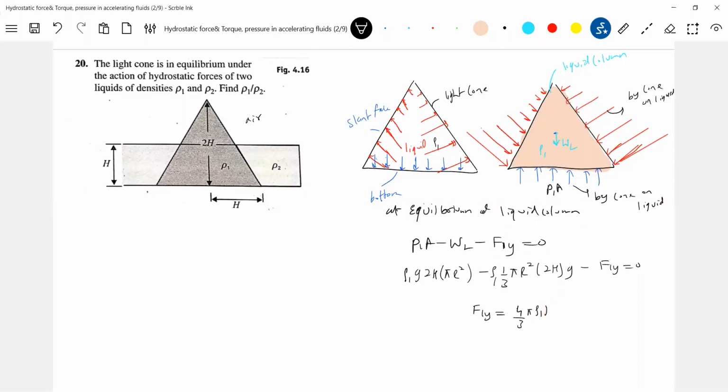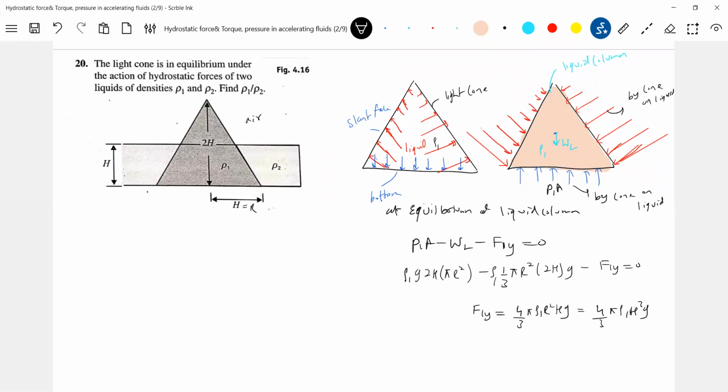What h cube? No, not h cube, it is r square. Check calculation. Where r equal to h, later on I'll substitute. Where r is equal to h. Okay, fine. So this will become h cube. It will become rho 1 h cube by g.